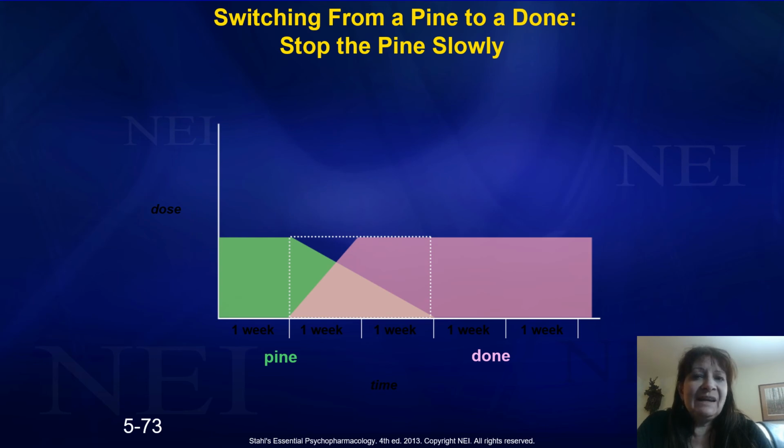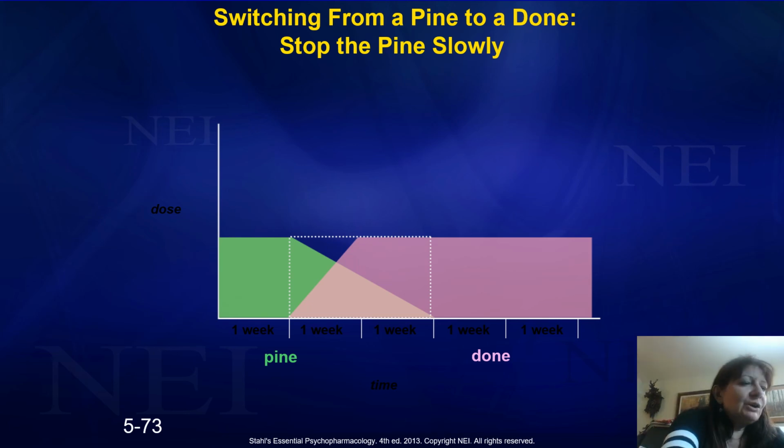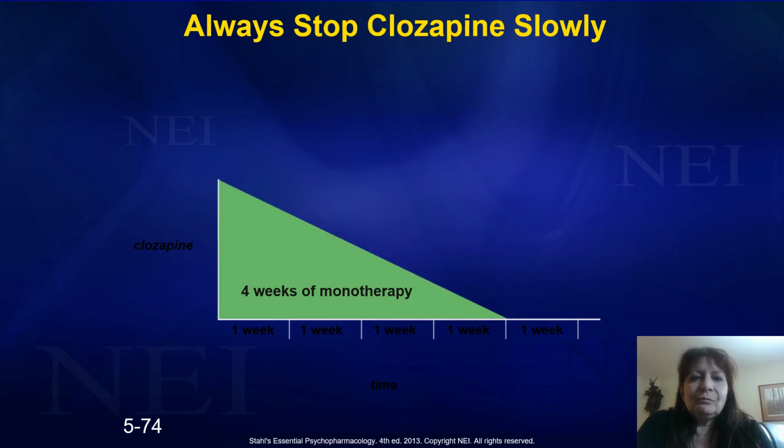To switch from a pine to a done, remember the pines are very sedating, you're going to give it 2 weeks to stop the pine. So you're going to reduce it gradually over that time. Clozapine is a little different. Clozapine needs to be reduced slowly over 4 weeks just by itself.